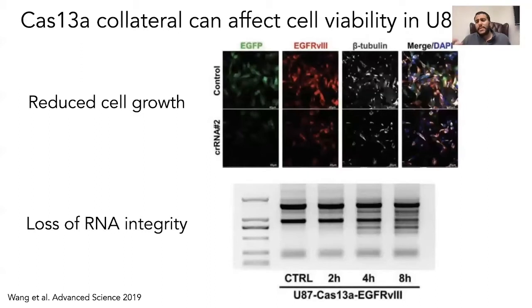Now, there've been issues with Cas13 in that people have started to see that the collateral effect, which Jonathan described for diagnostics, can also happen inside cells. And what you end up seeing is that cells that have targeting can have reduced cell growth and actually loss of RNA integrity, where you can see total RNA start to be degraded, including ribosomal RNAs.